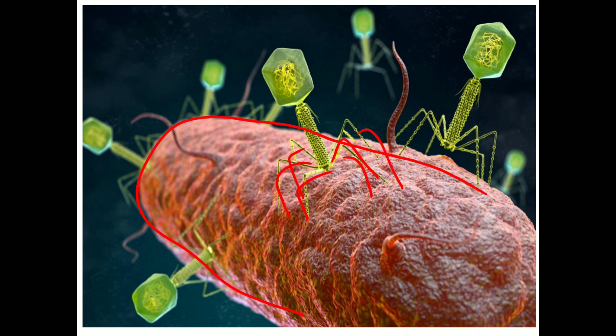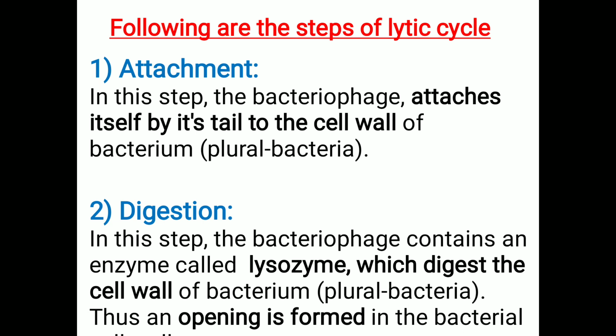So very simple steps are there. What is the first step? The virus comes in contact with the cell wall of the bacteria and attaches with the help of the tail fiber. That's why it is called attachment. The second one is digestion.